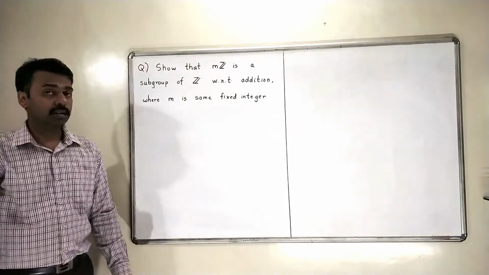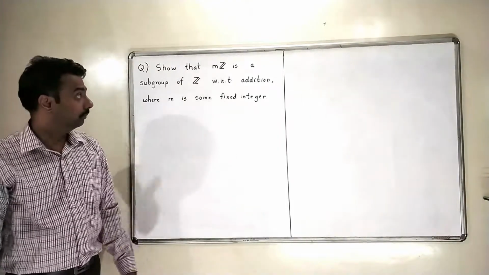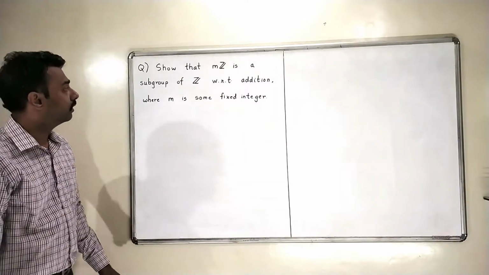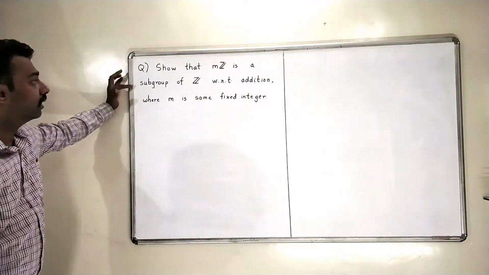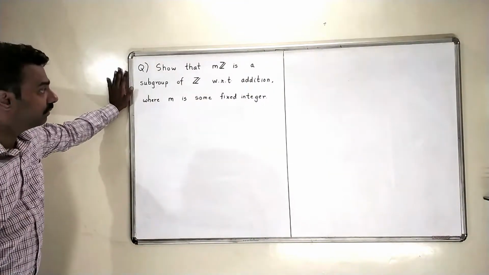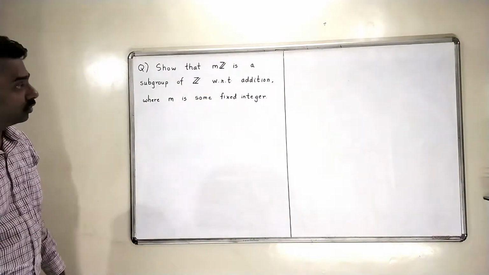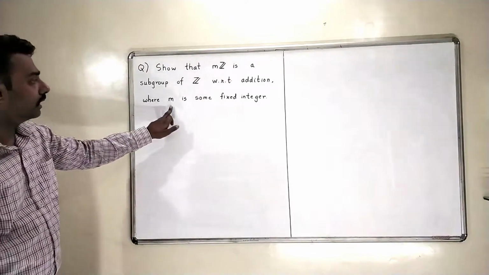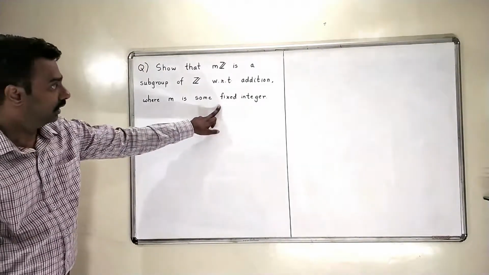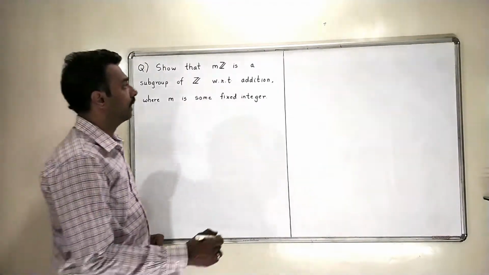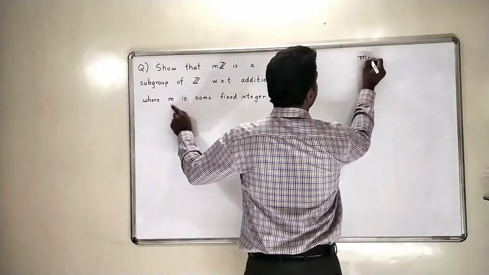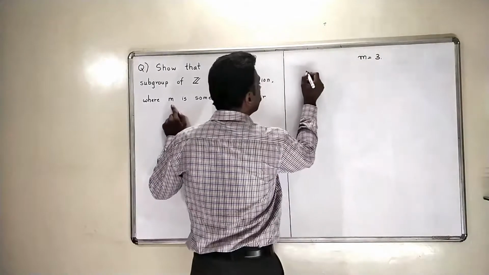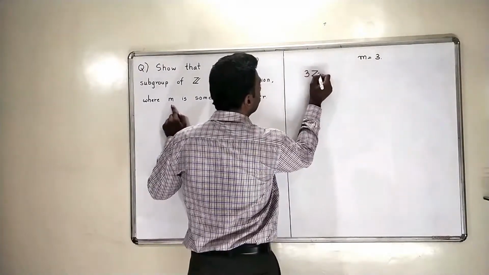Now, let us go for the next problem. In this problem, we have to show that MZ is a subgroup of Z with respect to the addition operation, where M is some fixed integer. Now let us take one small example here. Suppose I am taking M is 3, then I will have 3Z.